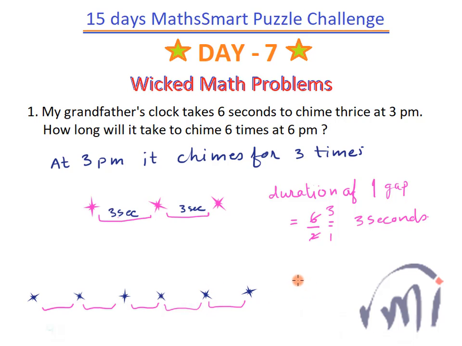So the time taken for the clock to chime 6 times will be 5 multiplied by the duration of one gap, that is 3 seconds. This will be equal to a total of 15 seconds. So the clock will take 15 seconds to chime 6 times at 6 p.m. So the answer is not 12 seconds, it is 15 seconds. And now let's go to the second problem.